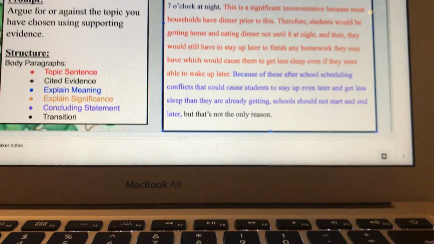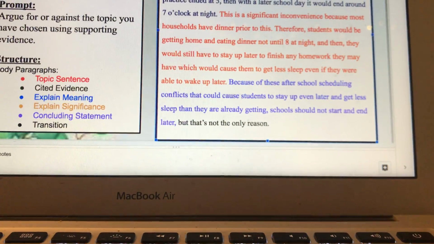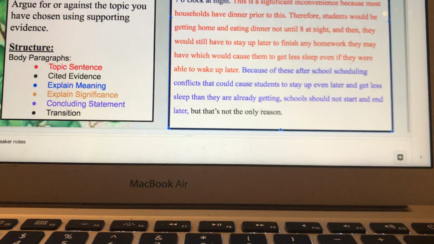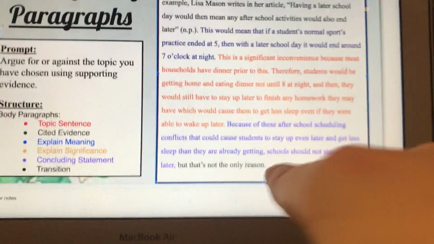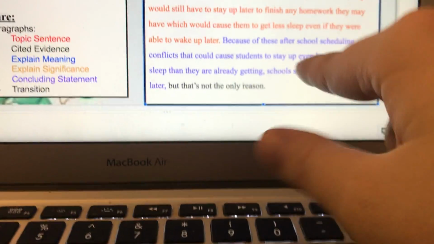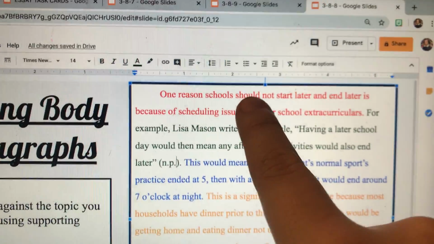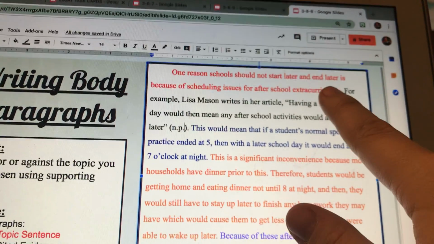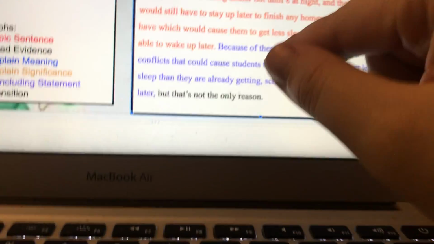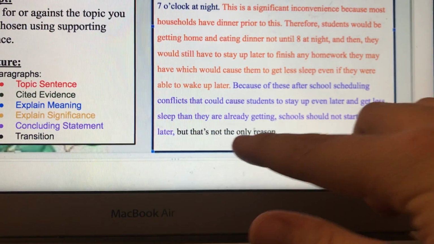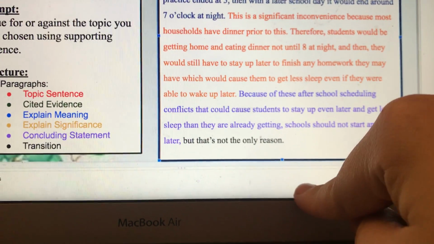And then I end my paragraph by saying, because of these after-school scheduling conflicts that could cause students to stay up even later and get less sleep than they are already getting, school should not start and end later. So I directly reference back up here the after-school scheduling conflicts. And I also say my statement, school should not end later. So that should be connected back to the topic sentence up here. It should sound similar. And then my transition, but that's not the only reason, because I'm going to talk about the next reason in my second body paragraph.